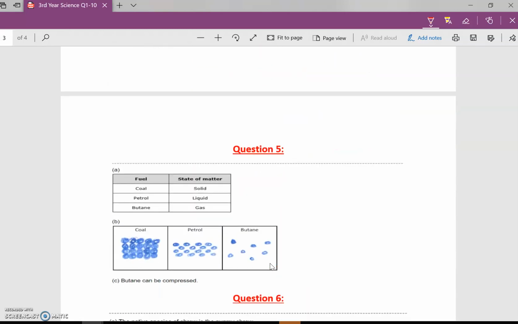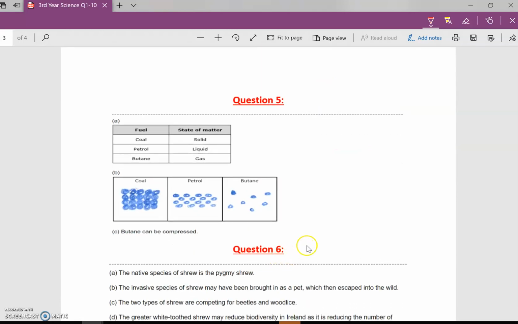Question 5. Complete the table below, identifying the state of matter for each of the fuels. The states of matter are whether they're solids, liquids, or gases. So coal is obviously a solid, tightly packed together. Petrol is a liquid where the particles can slide over each other. And butane is the gas that you might have in those yellow barrels of gas for your cooker at home. It's a gas and the particles are away from each other.